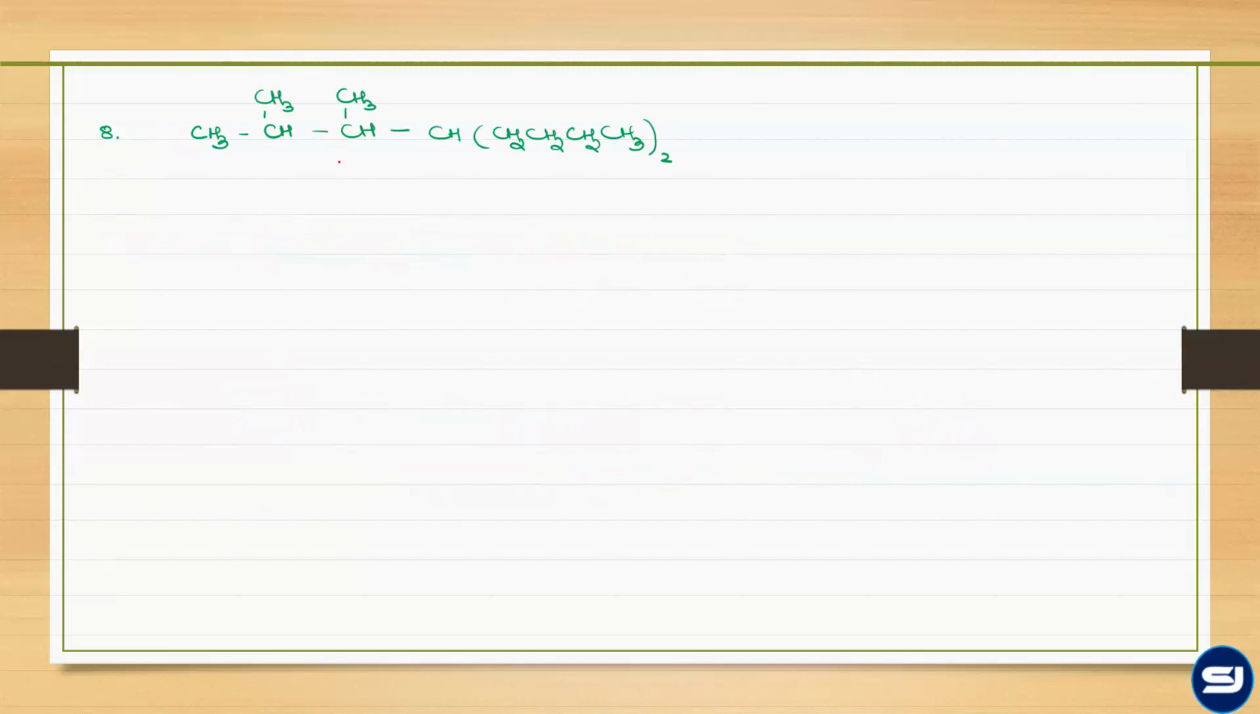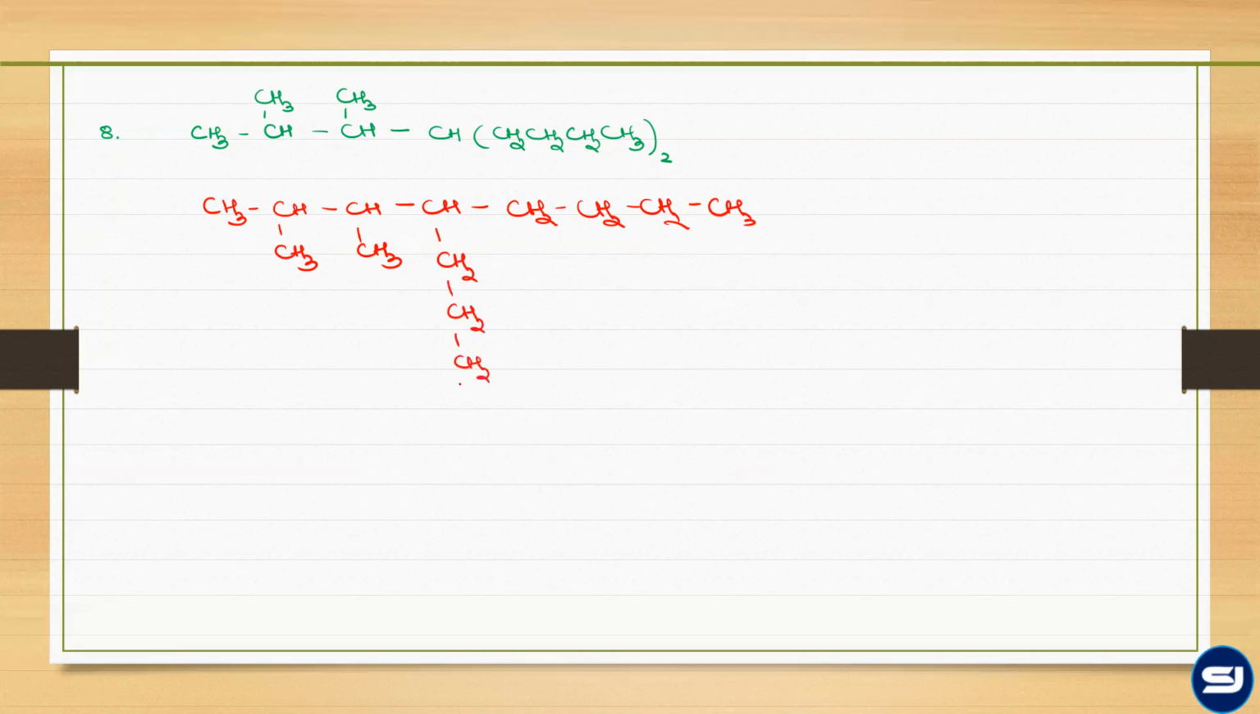The IUPAC name of the compound is. So this CH is having CH2, CH2, CH2, CH3, that is the butyl group repeated twice. Whenever it is given in this format, you just open up the structure, rewrite it, and only then name the compound. So at CH there is a butyl and one more butyl.